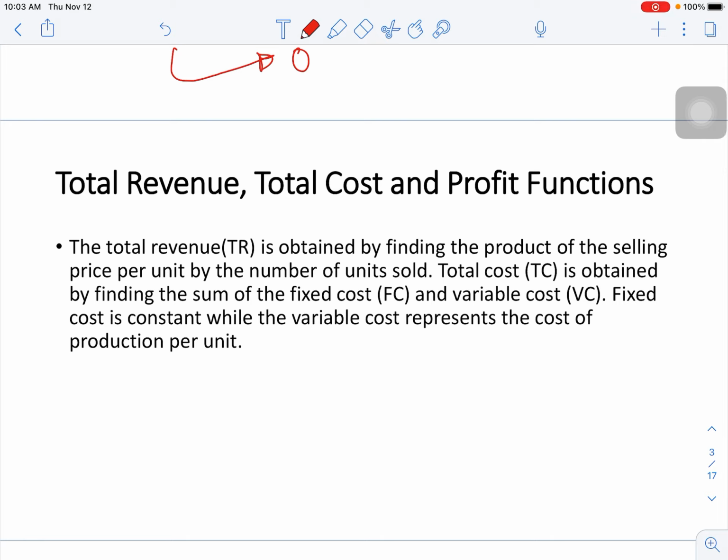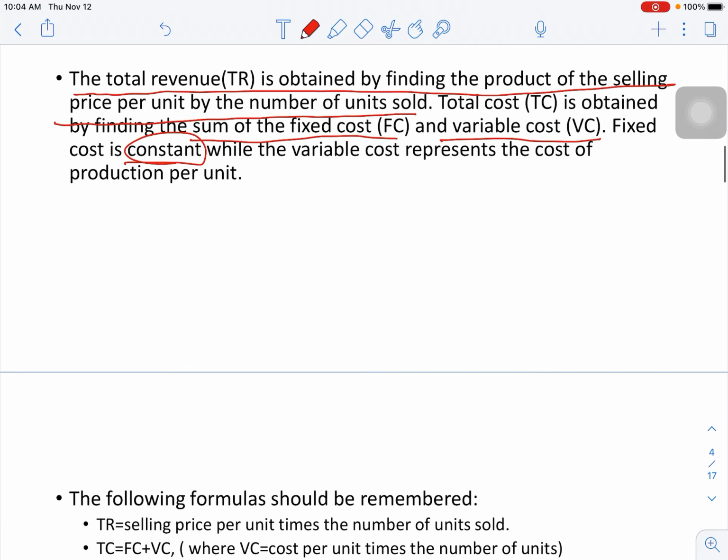Next, the total revenue, the total cost, and the profit functions. The total revenue is obtained by finding the product of the selling price per unit by the number of units sold. The total cost is obtained by finding the sum of the fixed cost and the variable cost. Fixed cost is constant, while the variable cost represents the cost of production per unit.